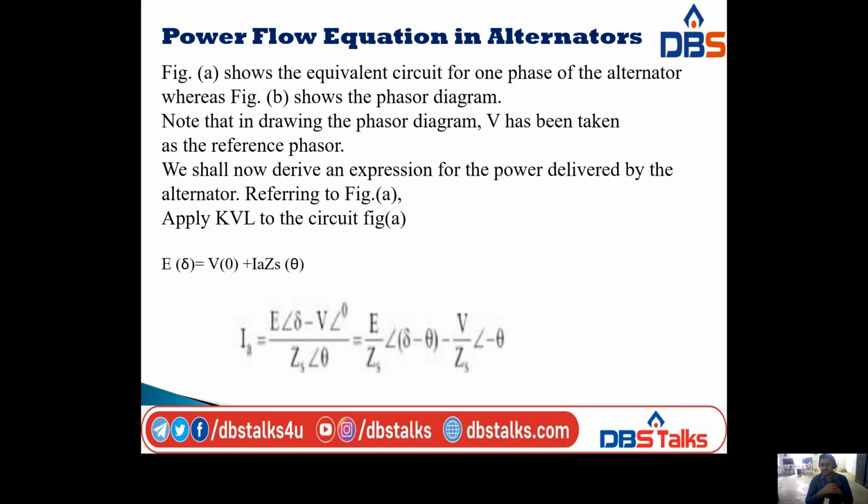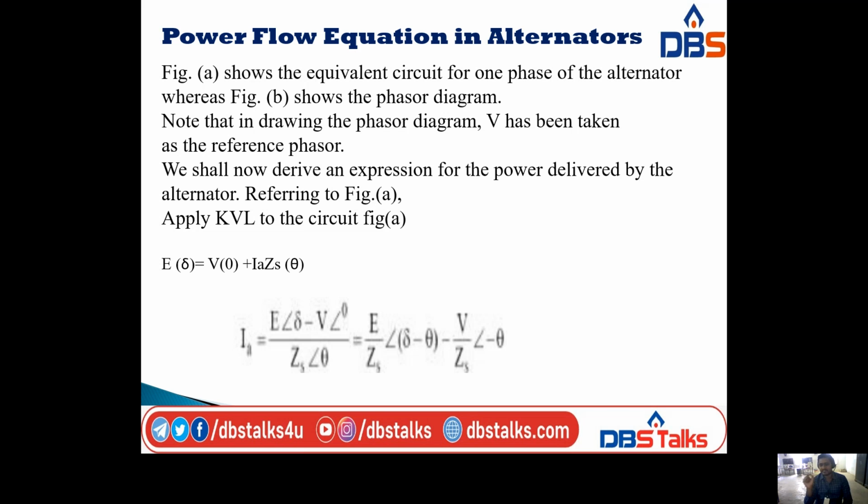I am applying KVL to the circuit. So finally we have the expression: E at an angle of delta is equal to V at an angle of 0 plus IA ZS at an angle of theta.